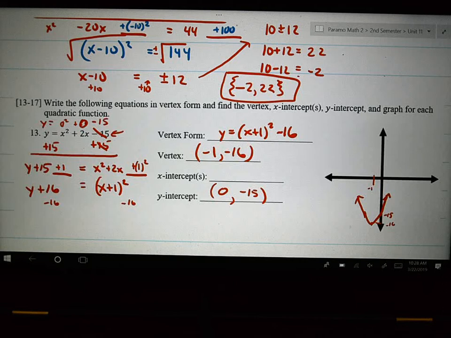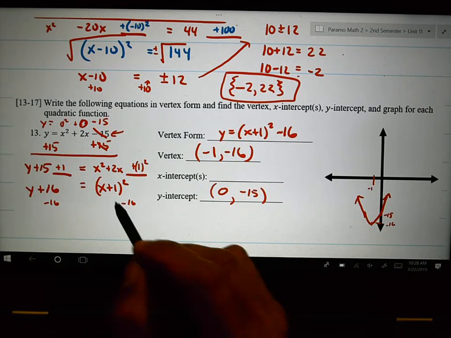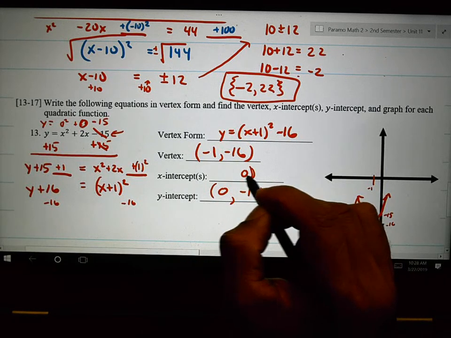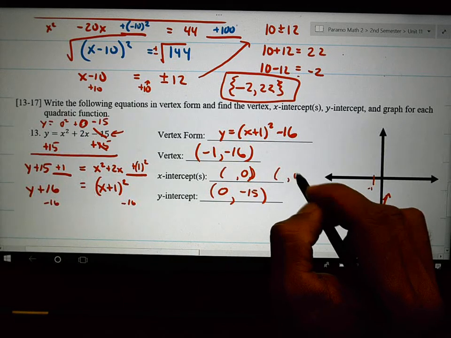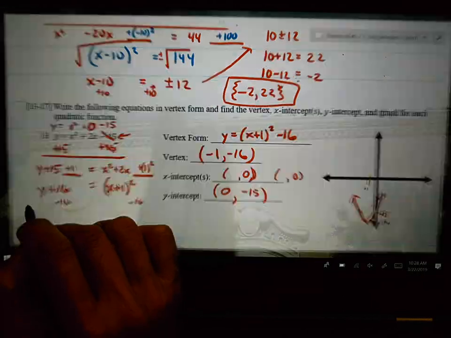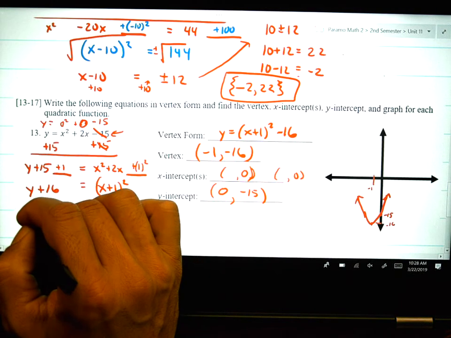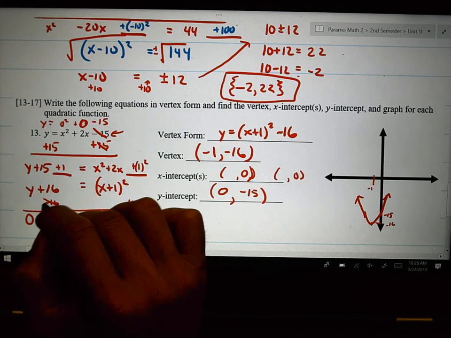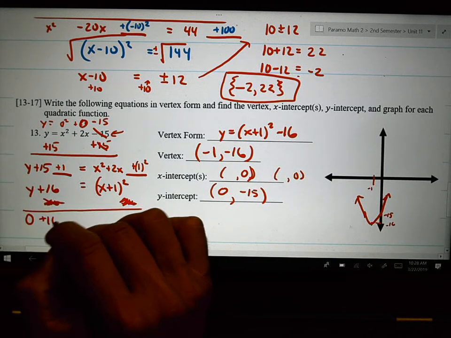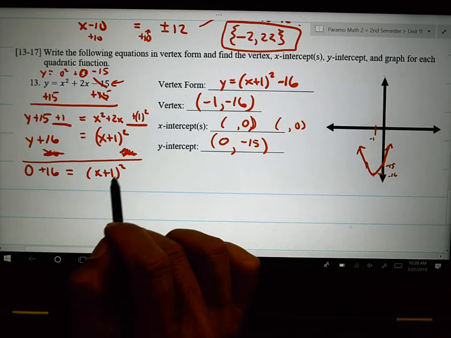So where do we find the x-intercepts? Remember how we just completed the square? We're going to do the same thing. If the y value is 0, we can find what the x's are. So think about if y was 0 here. If I plugged in 0 right there, you would have x plus 1 squared equals 16.